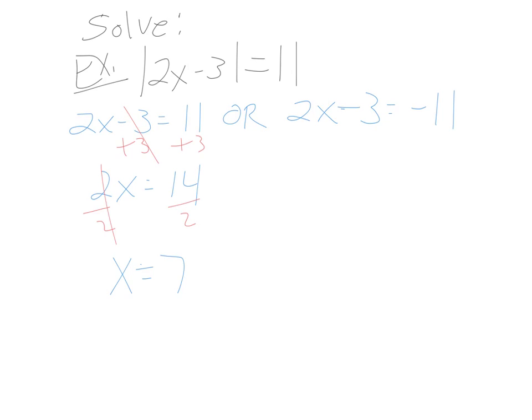Then the one on the right, add 3. 2x equals -8. Divide by 2. And x equals -4. Absolute value equations always have two answers. Write it twice. First equal to the positive, then equal to the negative.